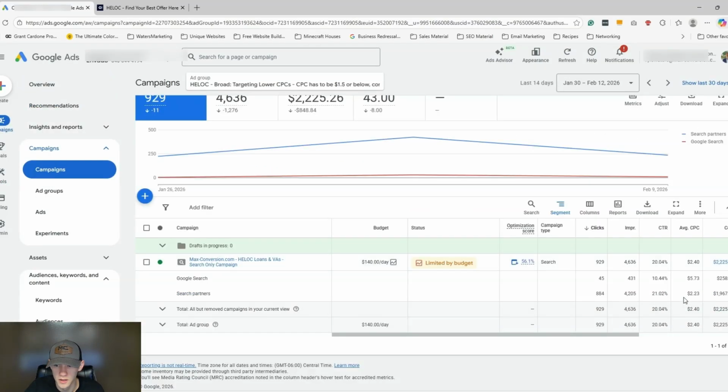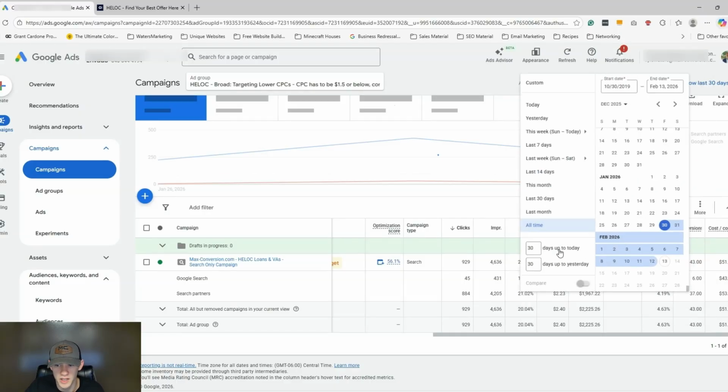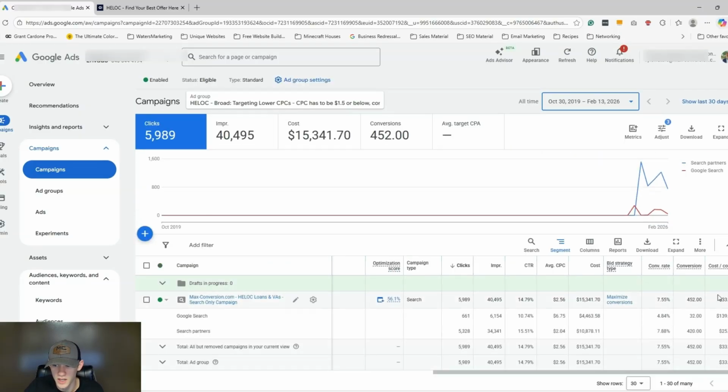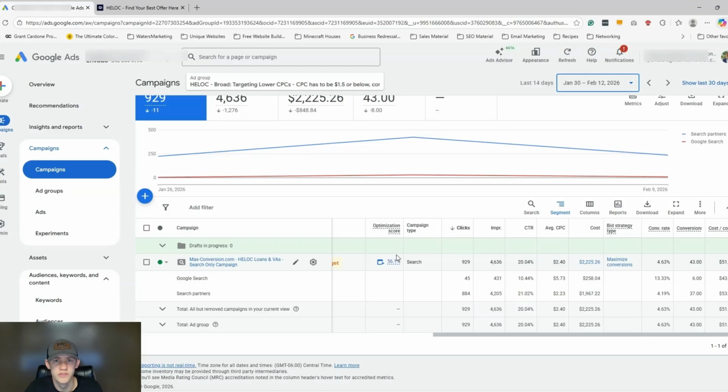So what you can see here is we've spent about $2,200, an average CPC of about $2.40, a conversion rate of 4.6%. We've got about 43 leads and about a $51 cost per lead. So we're right on the target of about a $50 cost per lead within the last 14 days. And it does fluctuate here and there with the lead cost over time. This campaign, we've done a lot of changes to it. Over time, the lead cost is at about $33, but after some changes we've made, the lead cost is more like $51.